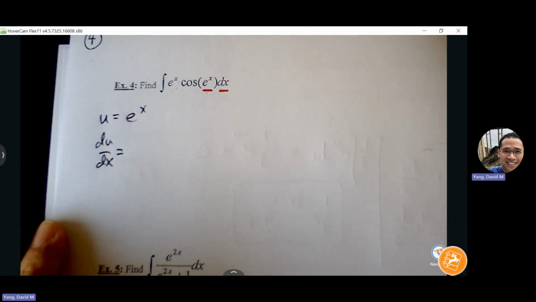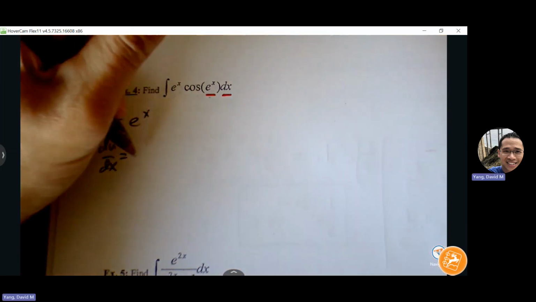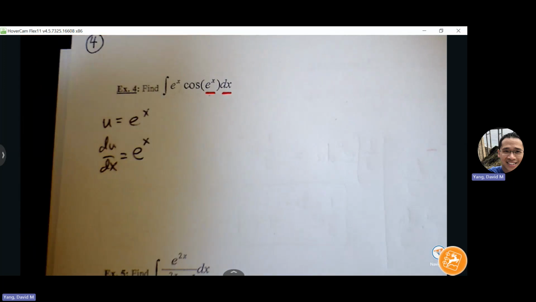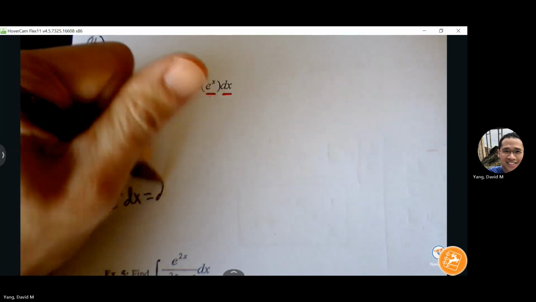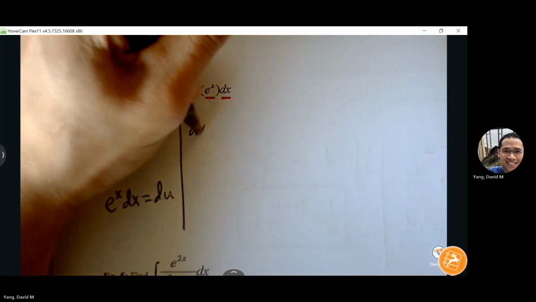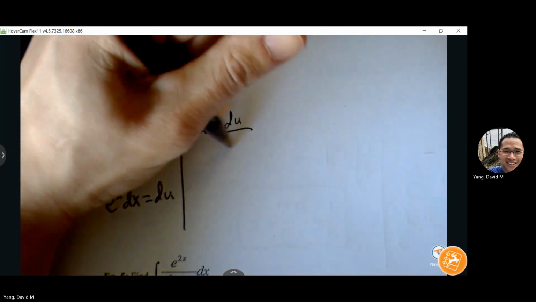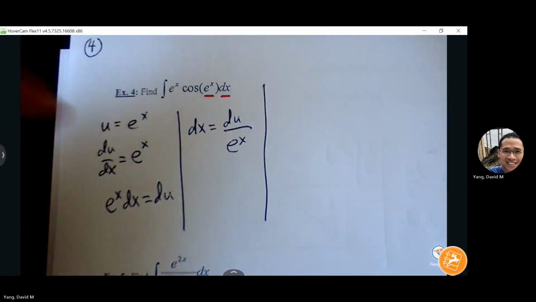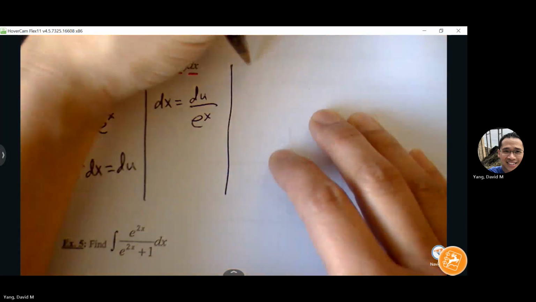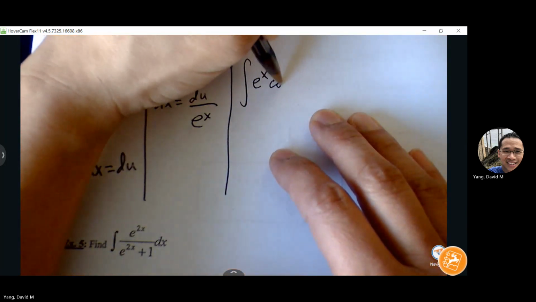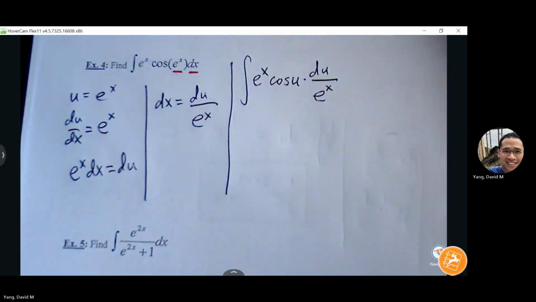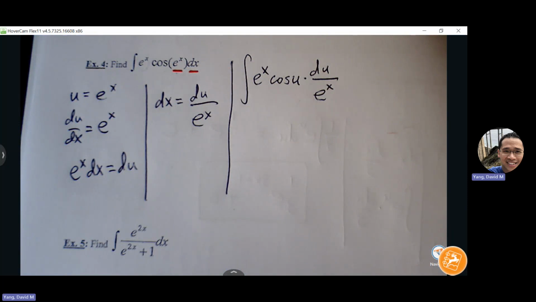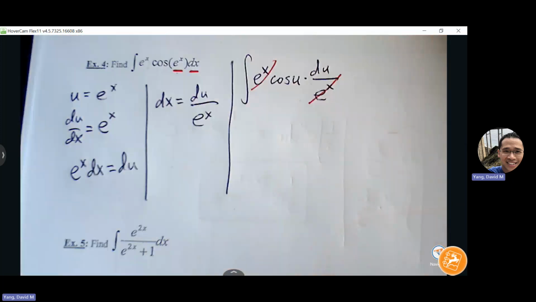Okay, what's the derivative of e to the x? Yeah, e to the u times u prime, so e to the x times 1, which is just e to the x. All right, do the x's go away? Yes, that's a good sign, right? And we're left with the integral of cosine of u.